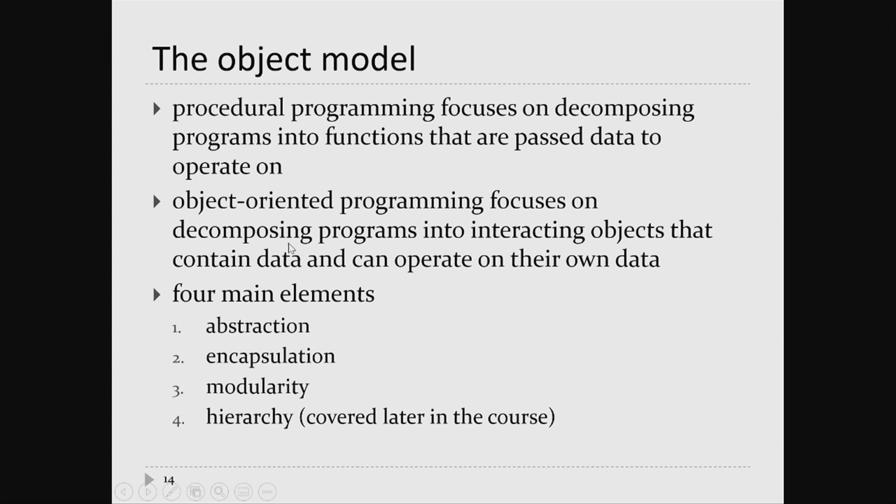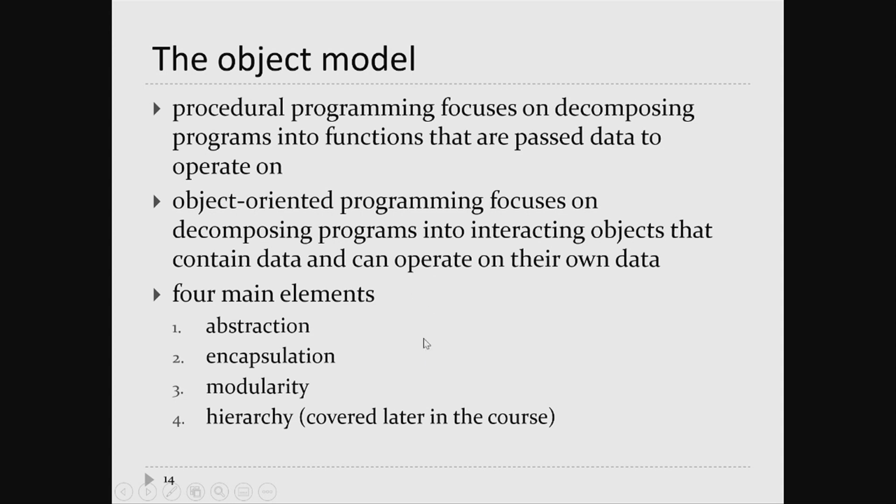Object-oriented programming focuses on decomposing your program into objects that interact with one another. Inside those objects is information or data, and the objects can operate on their own data. So it's a different way of structuring your program. Procedural programming, you structure into functions. Object-oriented programming, you structure into objects. Where the information lies is different in both types of programming.